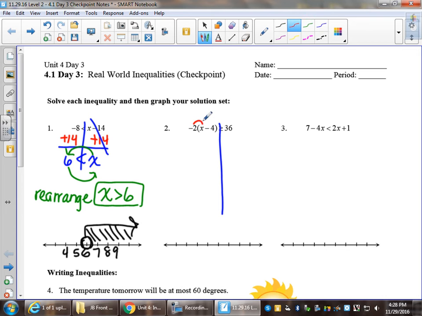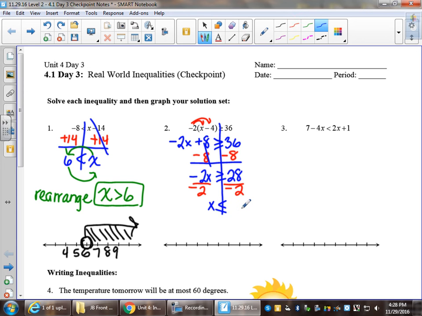I will distribute negative 2, and I get negative 2x plus 8 greater than or equal to 36. Subtract 8 from both sides. Negative 2x greater than or equal to 28. Divide by negative 2. Oops. Dividing by a negative flips the inequality sign. And I get negative 14. x is less than or equal to negative 14.